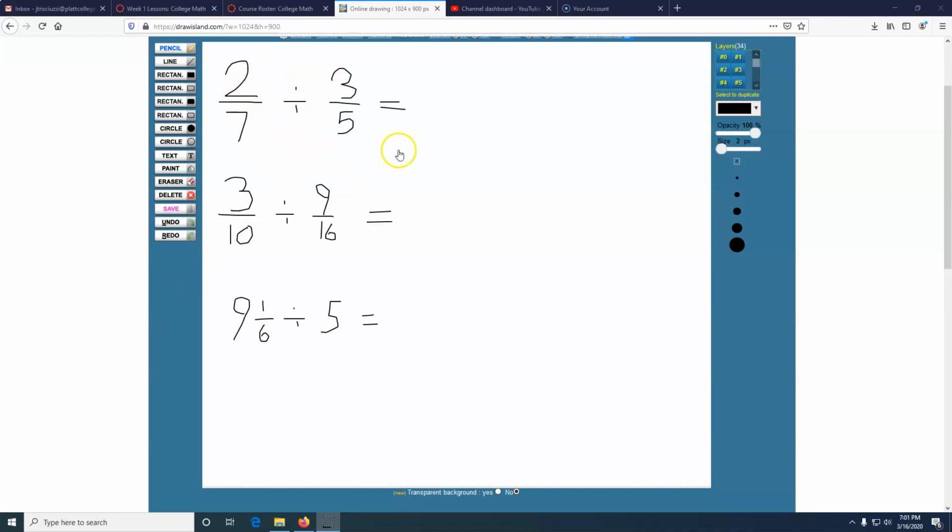Okay, so again, the trick here, keep, change, flip. So when we do that, we get 2 over 7 times 5/3, multiply across, and you get 10 over 21.